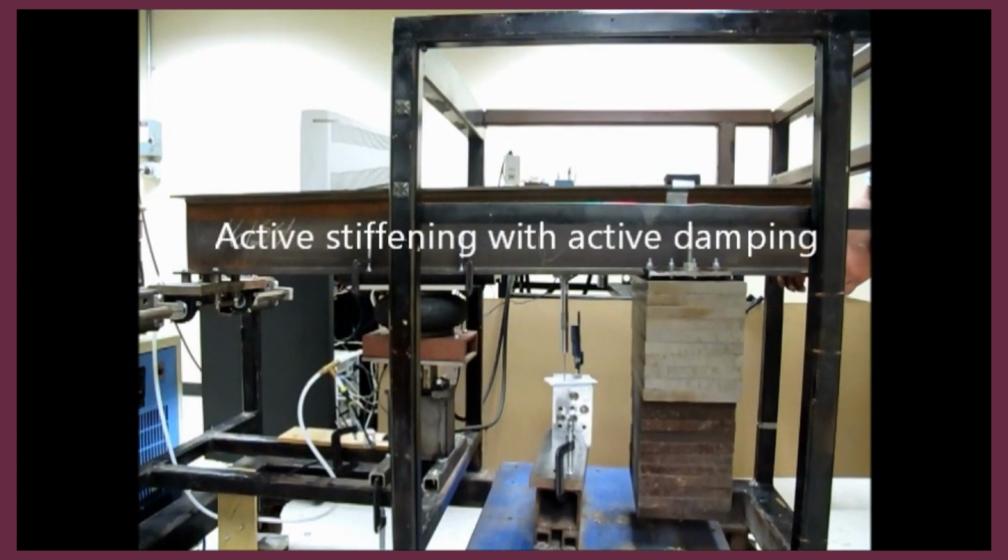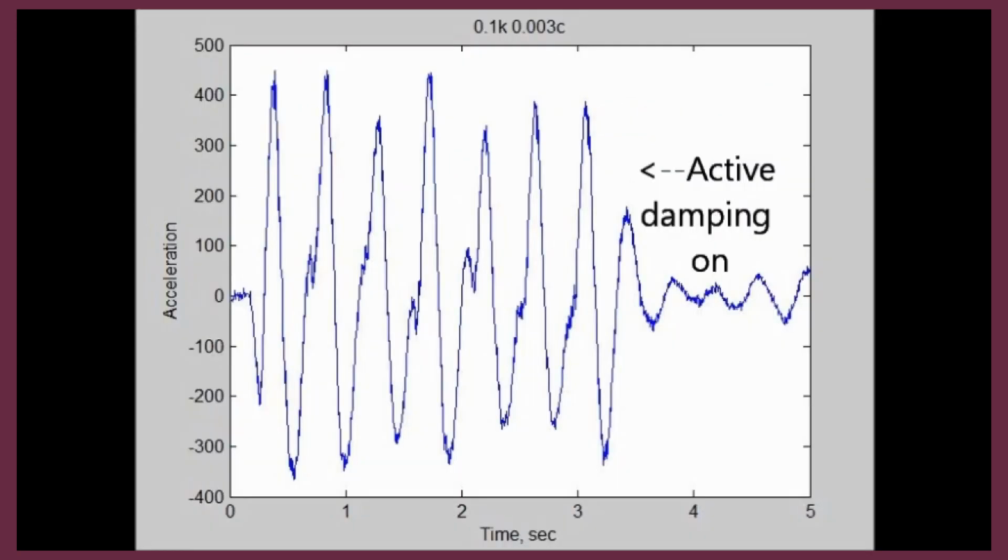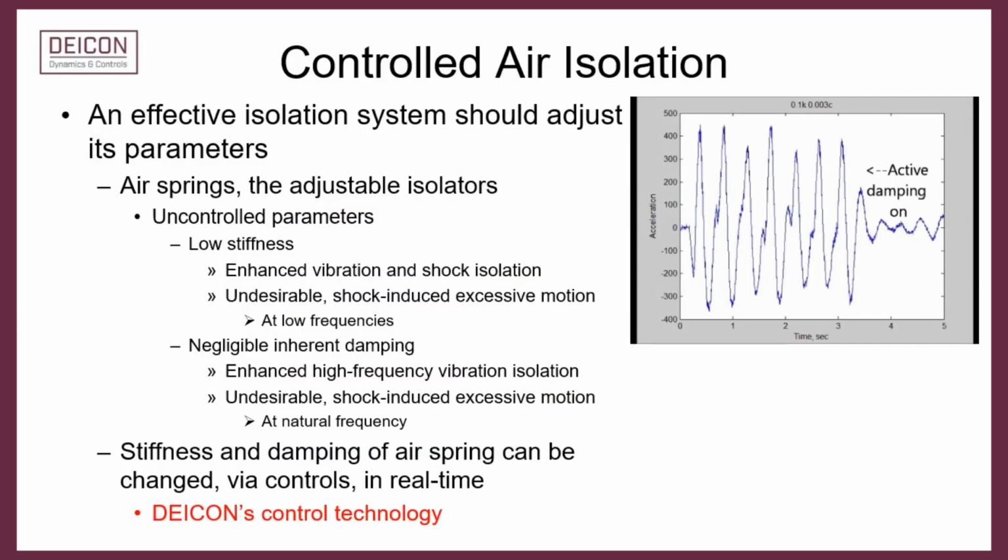In the last run, the system is perturbed with the controller set to stiffen the system with no damping for the first 3 seconds and then adding damping to the system for the remaining 2 seconds. The recorded motion clearly shows the switch in the parameters of the air spring from stiff with no damping to stiff with sizable amount of damping.